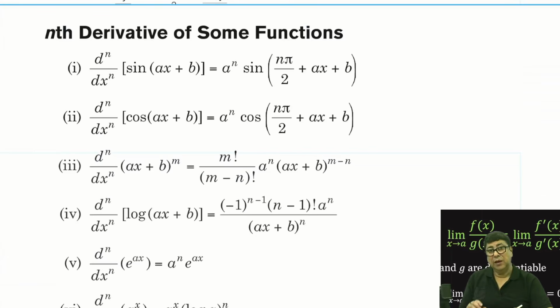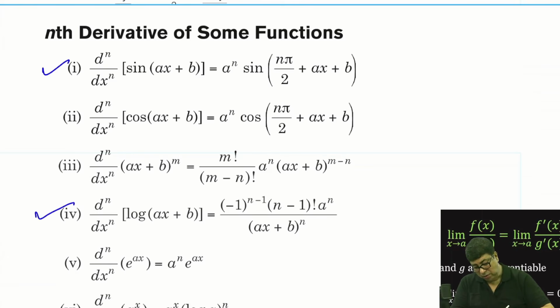And there is something that is nowadays coming in the JEE examination, you have to keep in mind: successive differentiation. So the nth derivative of sin(ax + b) is a to the power n sin(n pi by 2 + ax + b). Remember this, everybody, because for the April examination some critical questions have been coming regularly in the last few years.